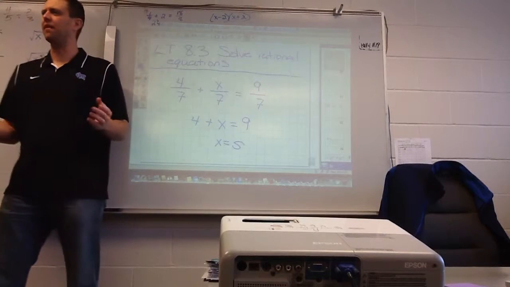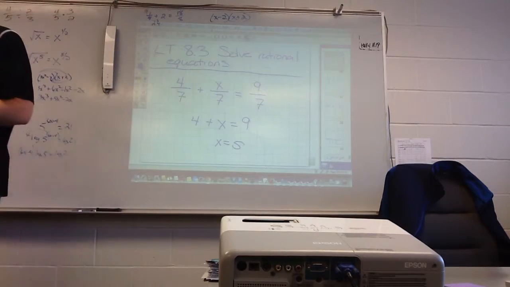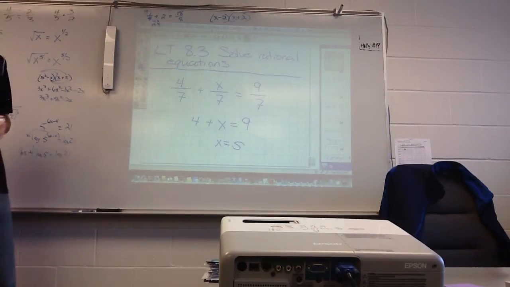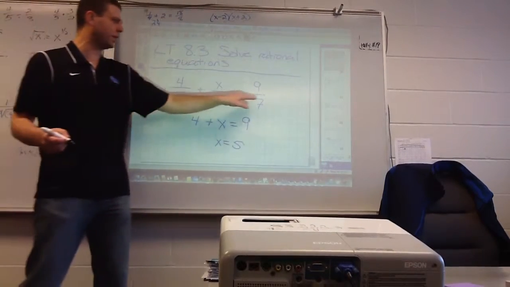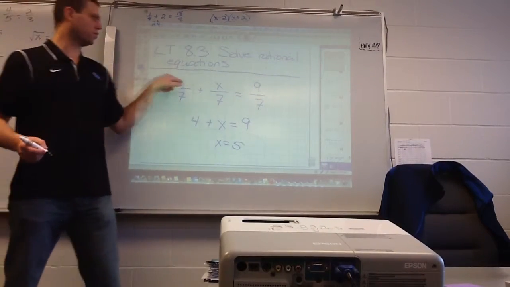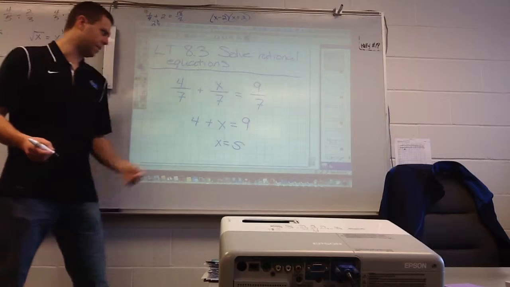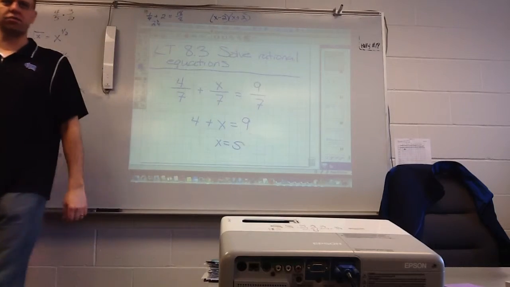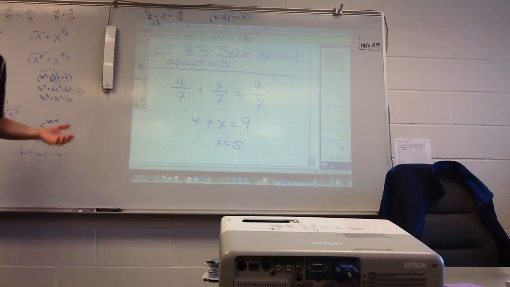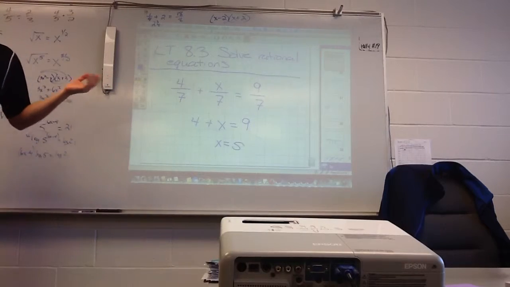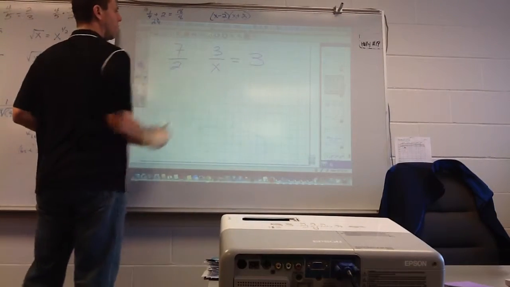That's our first approach that we're going to take when we get some of these rational equations. We're going to make all the denominators become the same thing, then we're just going to ignore the denominator, and then solve that remaining equation. Logical? Make sense? Yes. So, we'll do one here.